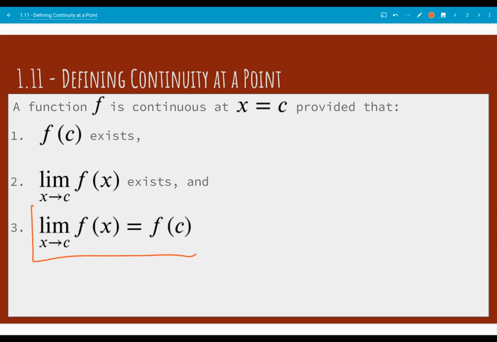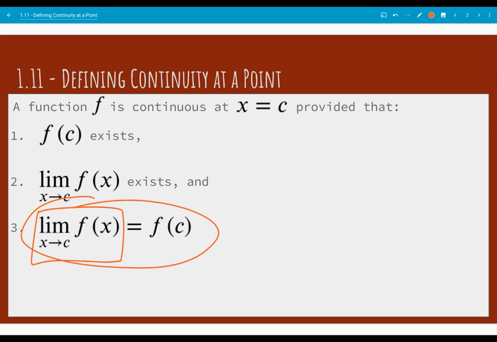And the third and final thing, this is the most important thing, is that those two things are equal to each other. So as x is approaching the point, it's approaching the value that f of c takes on at that point. And really, this third condition is sufficient to define continuity, because if this equation is true, that means the limit has to exist. That means the function has to exist for them to actually be equal to each other.